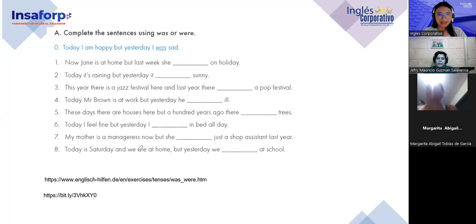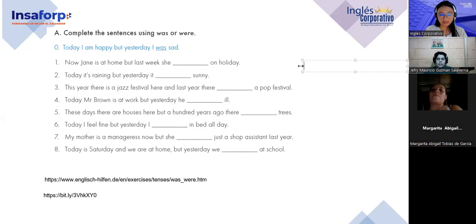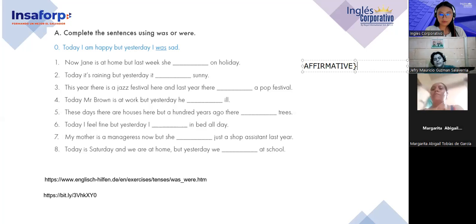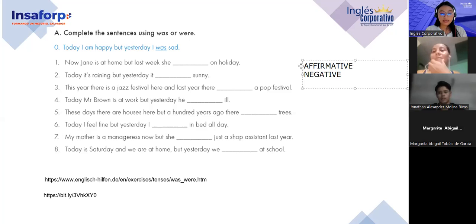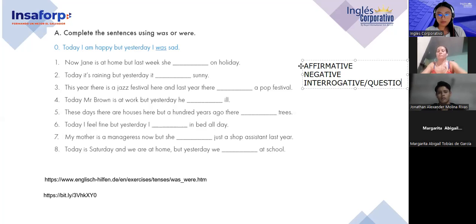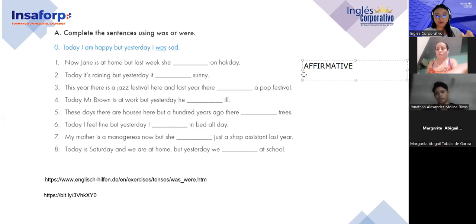Okay. What kind of statements are these? Are these affirmative, negative, or interrogative statements? Affirmative. Okay, exactly. ¿Qué tipo de statements tengo en inglés? What kind of statements do I have? Me los acaban de decir. Affirmative. ¿Qué otro statement? Negative. And? Interrogative. We can say interrogative or question form. Entonces, como ya vimos affirmative, ¿qué necesito ocupar para los afirmativos? Was and were. ¿Por qué? Porque sigo hablando del verb to be. Okay. Ahí está la información de ayer.